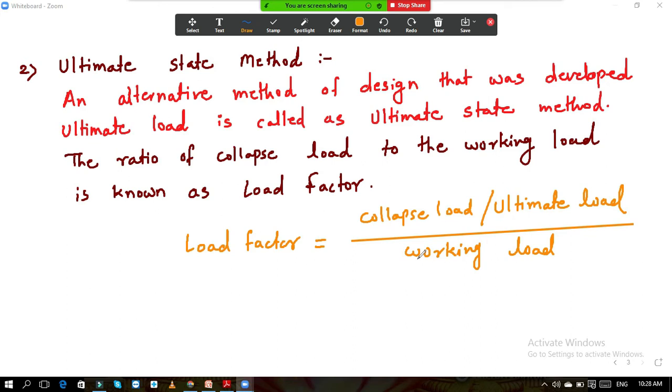Because of which the members are very slender. If you design the members by using this ultimate state method, then the dimensions of the members are reduced. So the members are very thin and slender. And if the members are very thin and slender, then the deflection in the members is much more as compared to the working stress method.